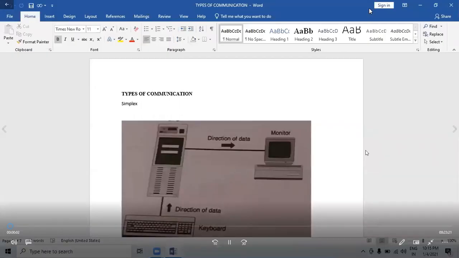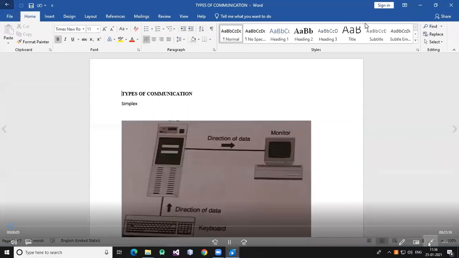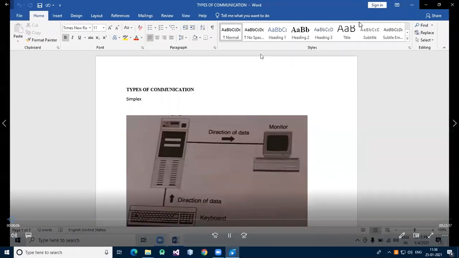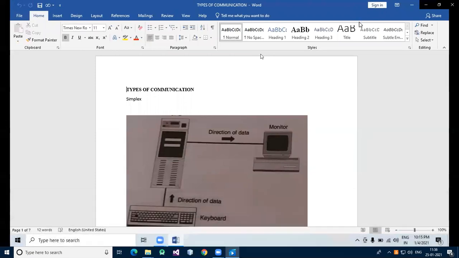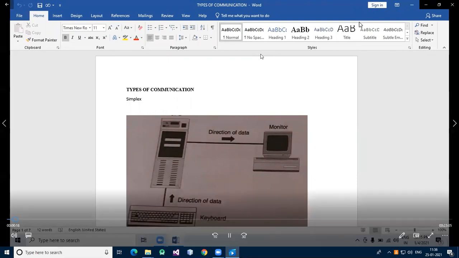Okay. So in this chapter we're going to see the types of communication: simplex, half duplex, and full duplex. That is data flow, based on whether a given communication system communicates only in one direction or in both directions. मतलब types of communication में हम लोग simplex, half duplex and full duplex देखने वाले हैं, okay.